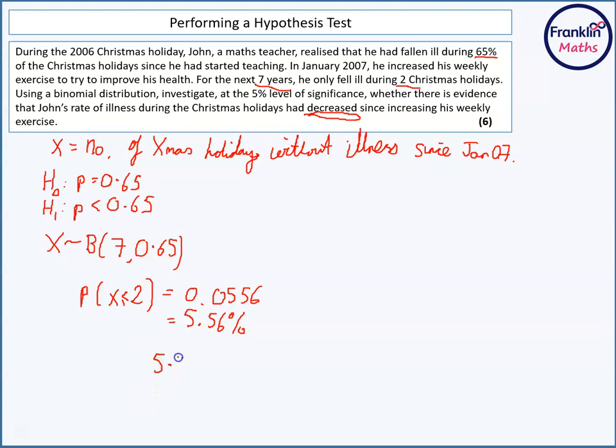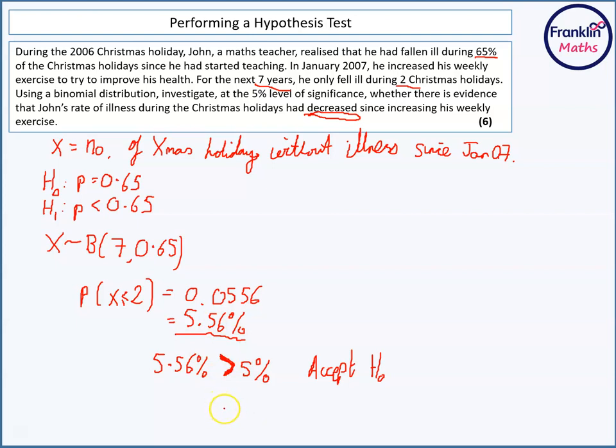So 5.56 is greater than 5%. So in this case, we're going to have to accept H0. If it had been 1 day, the probability would have been smaller. So just think about it in terms of when you worked out this number here, this gives you the probability of it happening. So the slimmer the chance, the more significant the change that would have happened, because there's less chance of it happening.